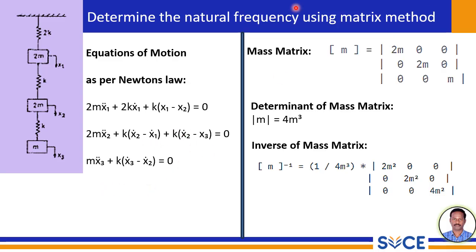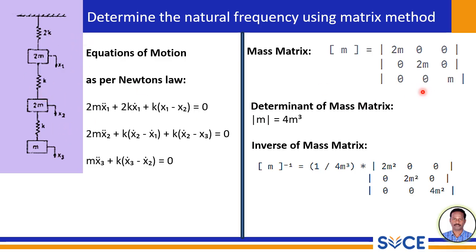Now what we have to do is convert this into a mass matrix and stiffness matrix. To apply the matrix method, we first need to represent the mass properties of the system in mass matrix form. For this system, the mass matrix is a 3 by 3 diagonal matrix with the masses along the diagonal, that is 2m, 2m, m. Everywhere else it is 0. Since it is 0, there is no direct coupling of inertia terms between the masses in this representation.